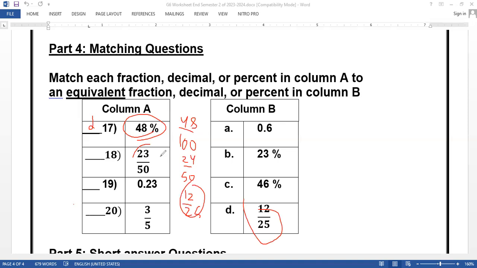23 over 50. We multiply by 2, it becomes 46 over 100. It means 46%. So 18C. 0.23, it means I move it to the right twice. It becomes 23%. It's B. Now 3 over 5, it's 0.6 or 60%. Because 3 over 5, if you multiply by 2, you get 6 over 10. 6 over 10 means 0.6. So it is A.